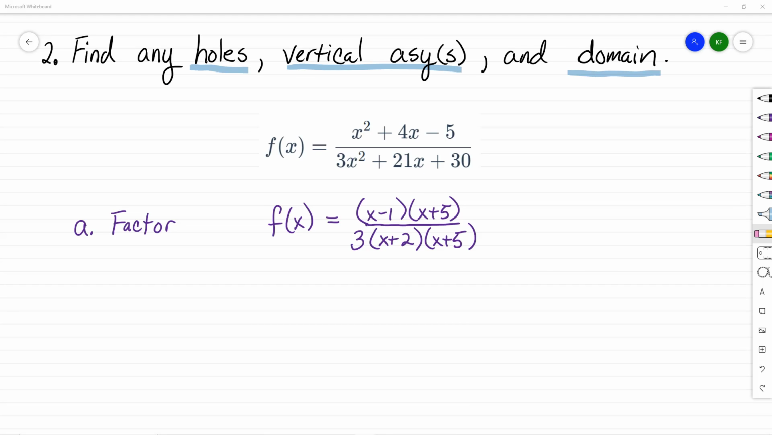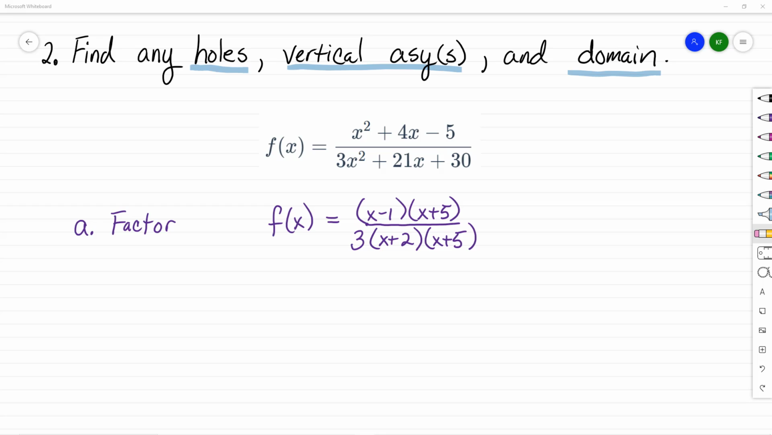So this is problem 2. What you're going to need to be able to do is find the hole coordinate like we just did. You're going to find the vertical asymptote or asymptotes, and then we're also going to write the domain. So this is how I expect the problems to be written out for this section.